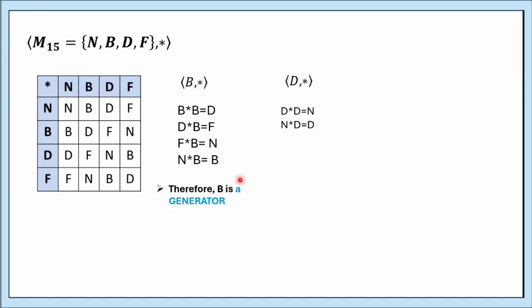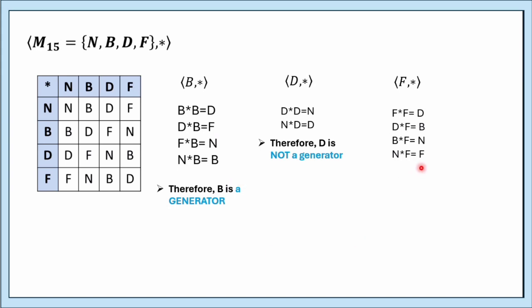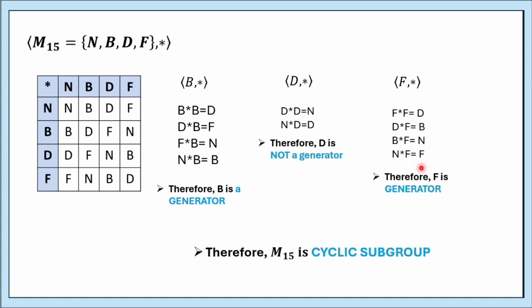For D, we have D star D is equal to N, and N star D is equal to D. Since D failed to generate all the elements of the set, D is not a generator. For F, we have F star F is equal to D, D star F is equal to B, B star F is equal to N, and N star F is equal to F. Since F generates all the elements of the set, F is a generator. Since M sub 15 has generators B and F, therefore, it is a cyclic subgroup.